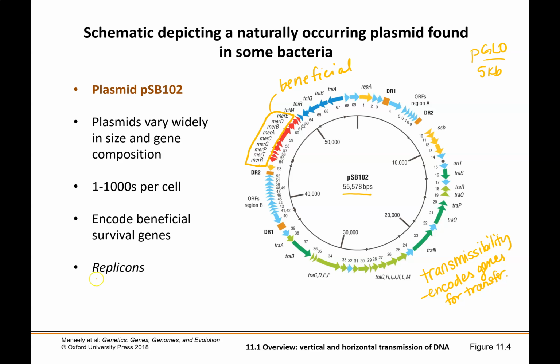These plasmids are called replicons because they actually replicate separately from chromosomal DNA. So they perform their own replication. So basically, they maintain themselves. They direct their own replication separately from the chromosomal or genomic DNA.